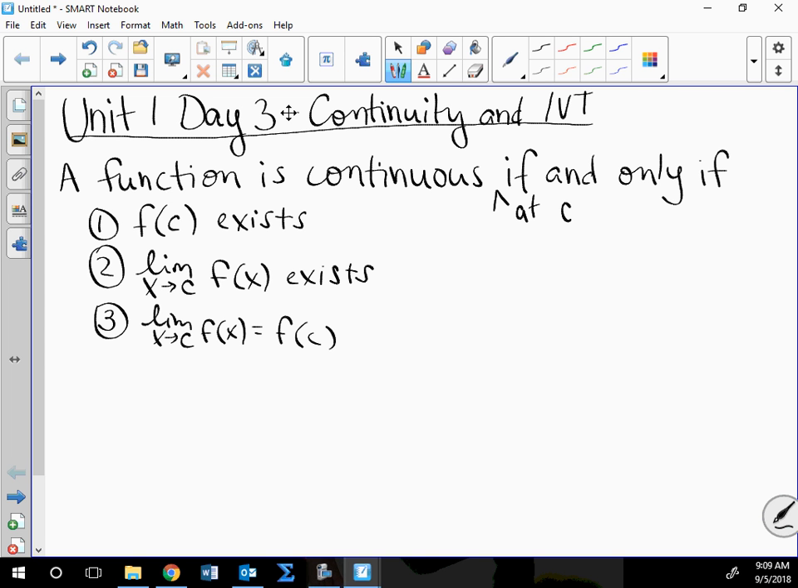So here we're talking about at a specific point. If it's continuous at all the points on its domain, then we say it's continuous on its domain. But for right now, we're just talking about at that particular point.